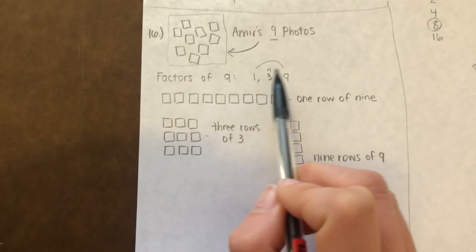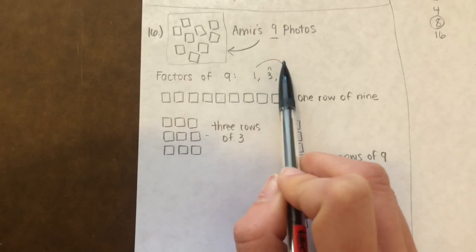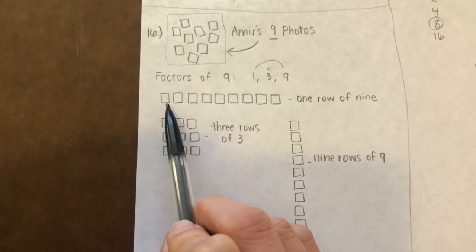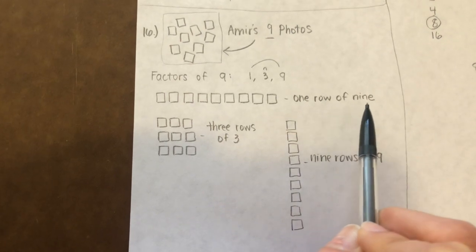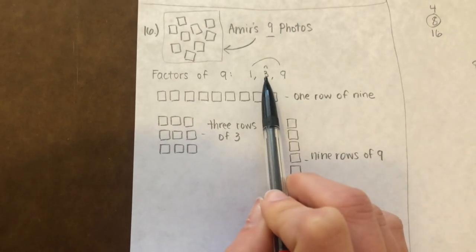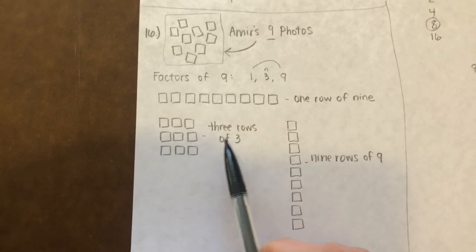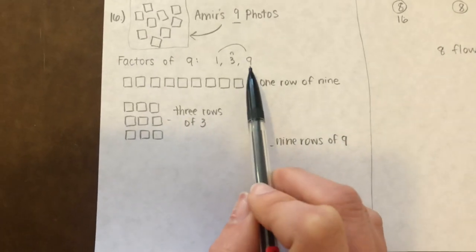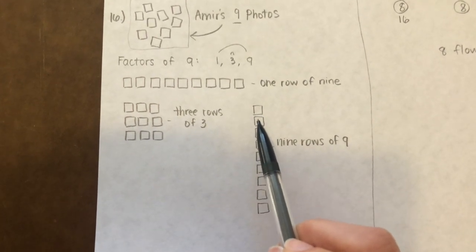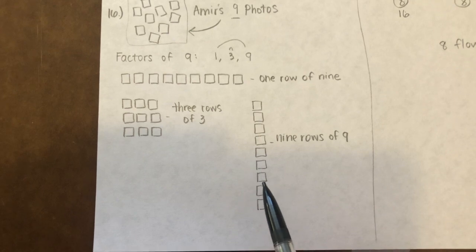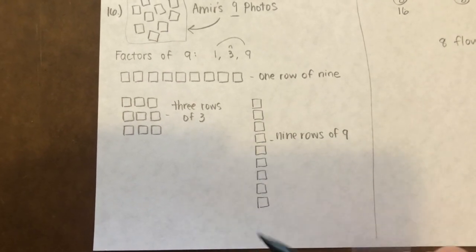So that's why I made the little curve there, 3 times 3. Okay, so this tells us different ways we can arrange the photos. We could do 1 row of 9 photos. So that's what we did here. 1, 2, 3, 4, 5, 6, 7, 8, 9. 1 row of 9. We can also do 3 times 3 equals 9. So we can do 3 rows of 3. 9 times 1 is also 9. So we could do 9 rows of 1. We've got 9 rows, and they just have 1 photo in each row.